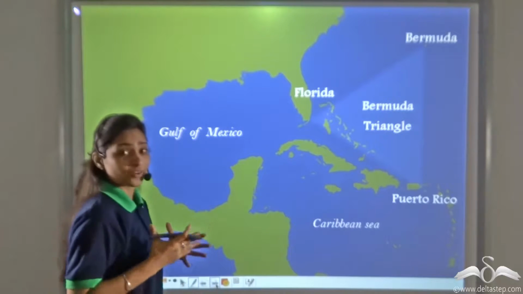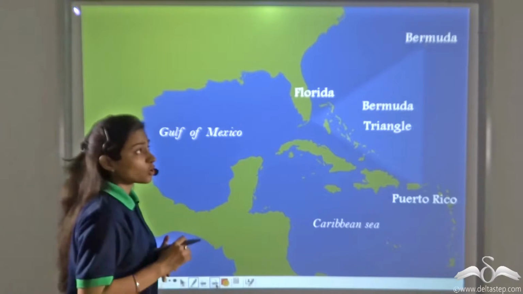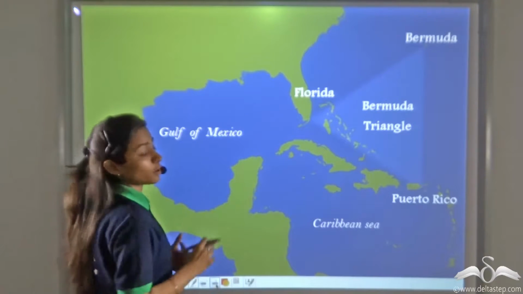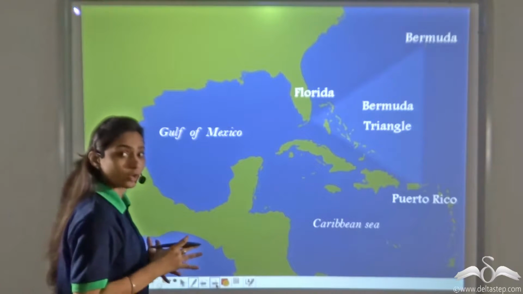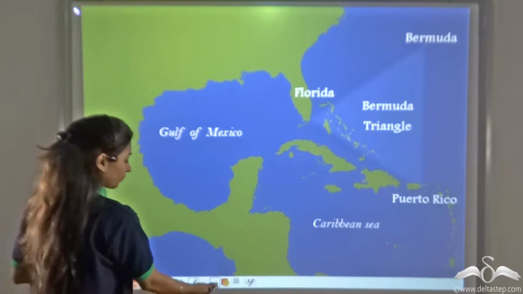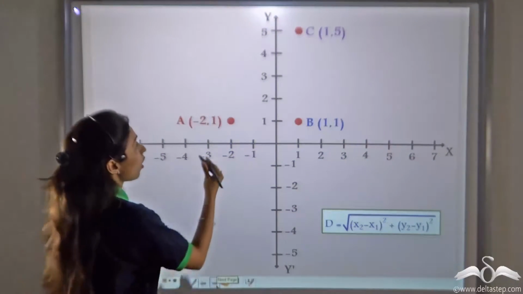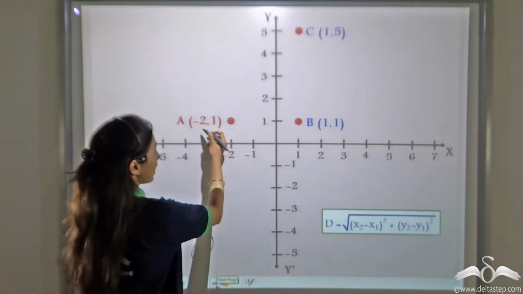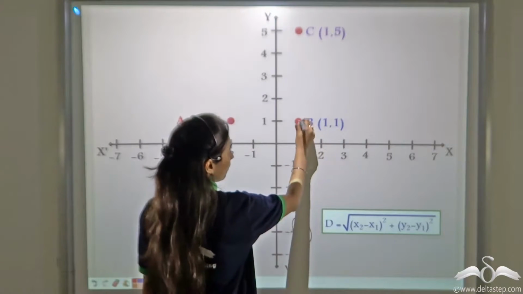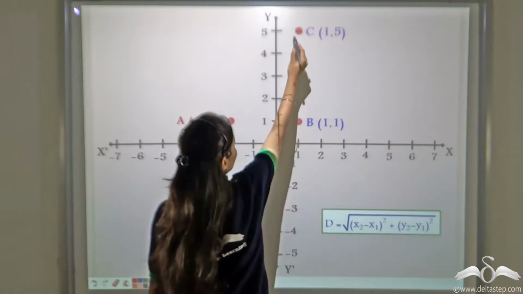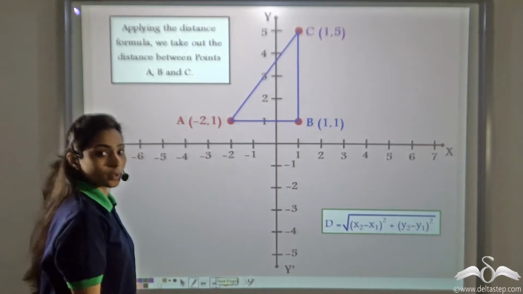So to fence a triangle, what do you need? You need the perimeter of the triangle. So first, in order to fence this Bermuda Triangle, let's see how the perimeter of a triangle is found in coordinate geometry. Let's take a triangle with three vertices: A, which is (-2, 1), B, which is (1, 1), and C, which is (1, 5). So we make a triangle with these three vertices.